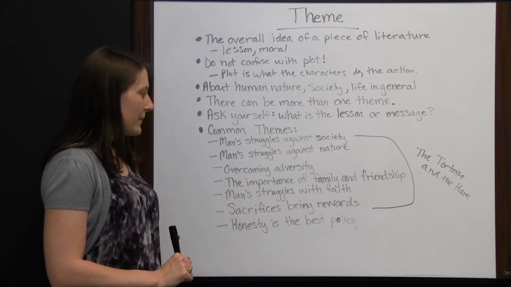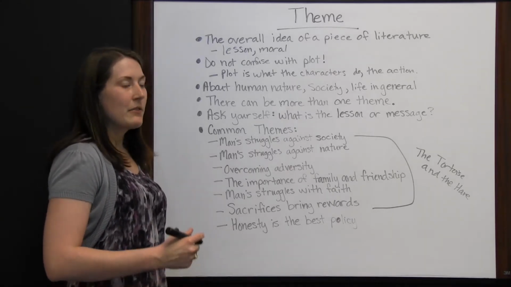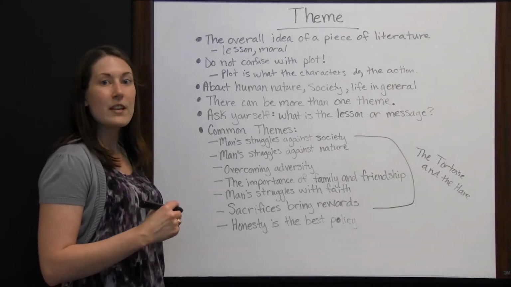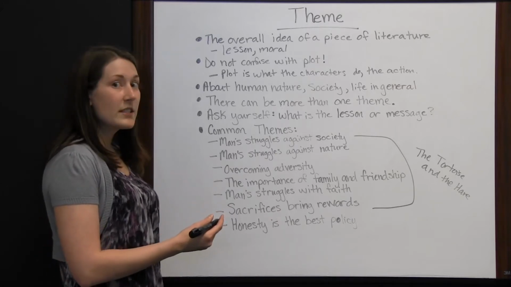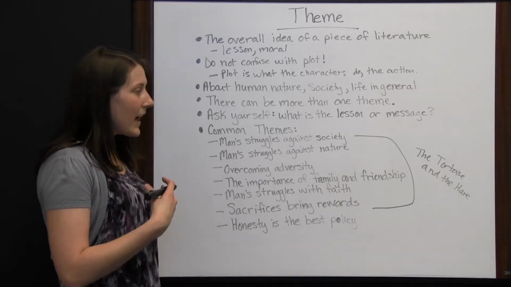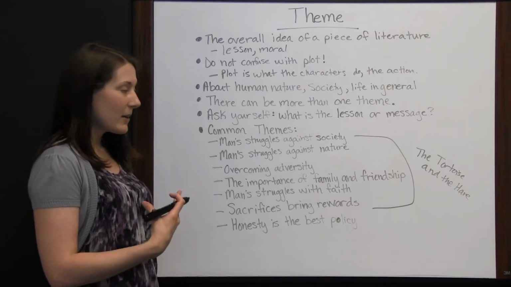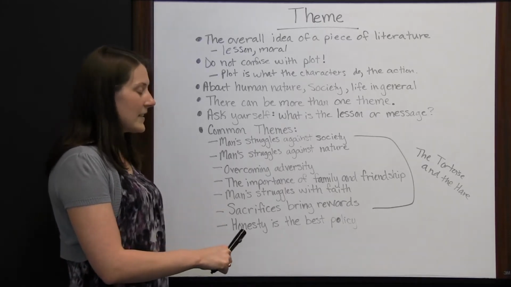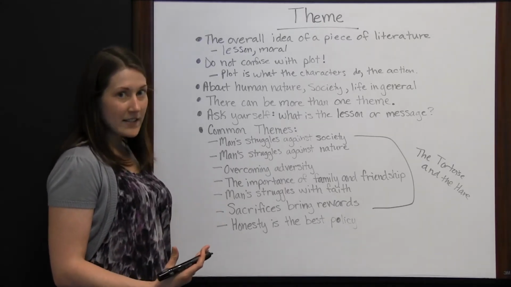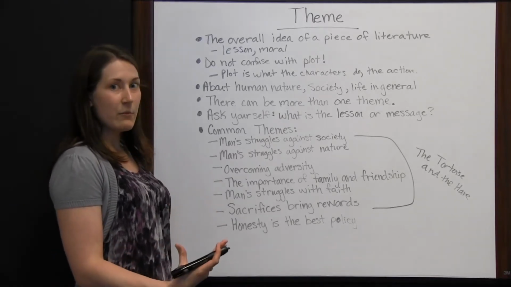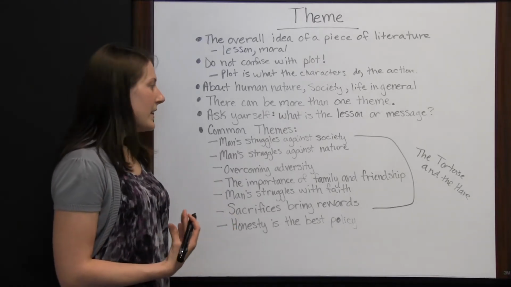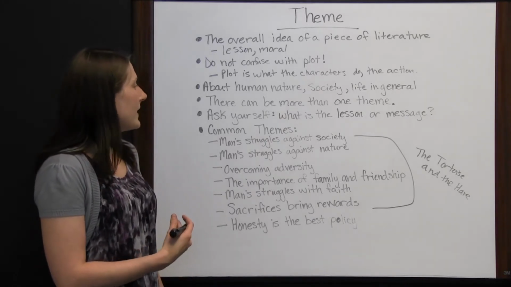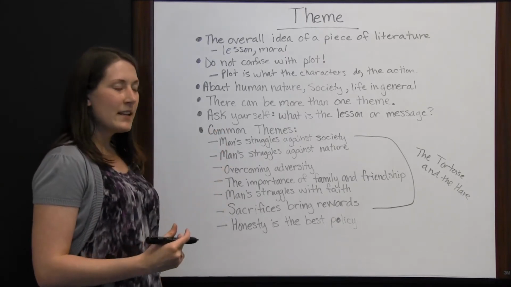Man struggles with faith. The tortoise had to have faith in himself. The hare was very, very cocky. He felt like he had this race won, so much so that he went and took a nap, where the tortoise didn't do that. He had faith in himself and knew that he could do this if he just kept going, if he gave it his all. And then sacrifices bring rewards. The tortoise sacrificed that nap that the hare took, and in the end he won the race because he just kept going. Now, the moral of the story they give you is slow and steady wins the race, but I can see all of these themes in that story.